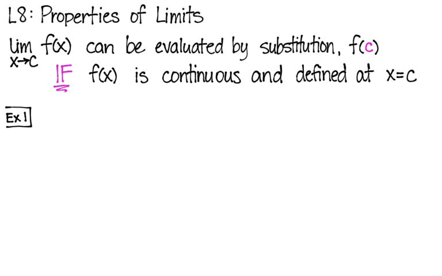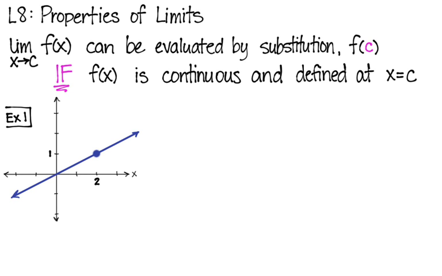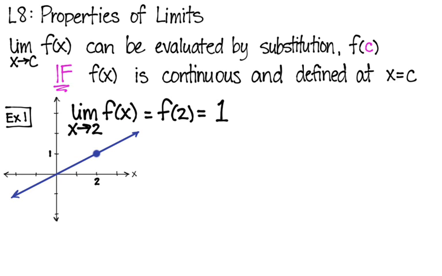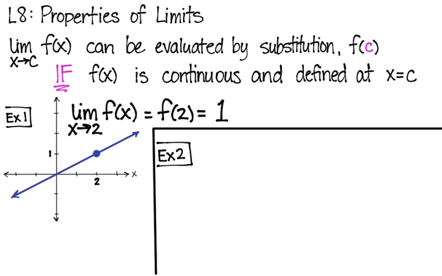So here's your first example, and it's a graphic example. If we look at this function right here, it's a linear function, and this one happens to be continuous everywhere, but most specifically it is continuous right around the point where x equals 2. And not only that, at x equals 2, it has a value on the graph, which is 1. And so that is the limit as x approaches 2. You simply plug it into the function, or in this case, look at the graph and you can see it.